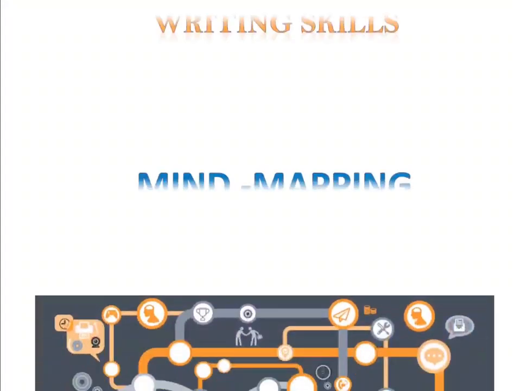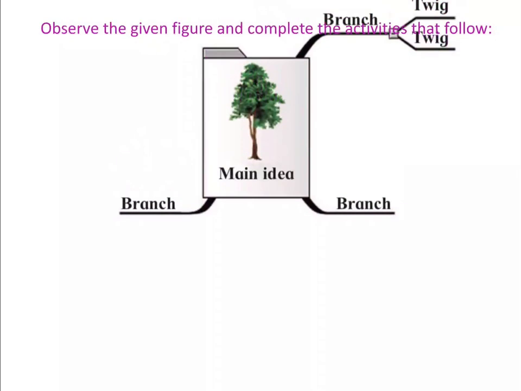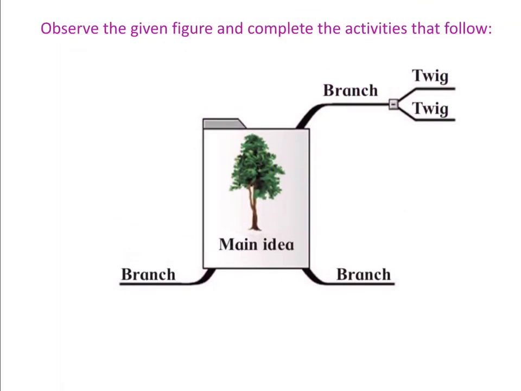Students, today we are going to study a writing skill from section 3 of your English course book. The name of the writing skill is mind mapping. Observe the given figure and complete the activities that follow.